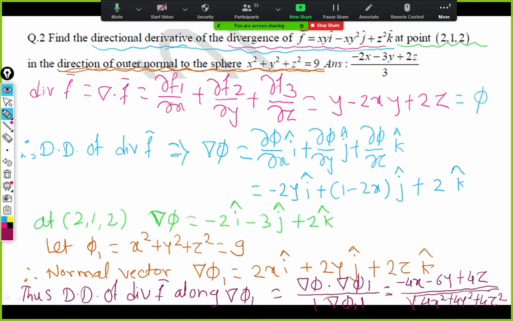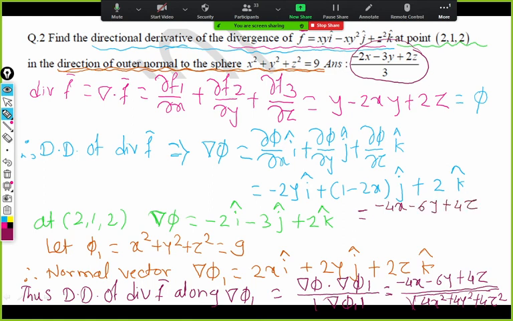Anyone? What should be done to get the required answer? Sir, taking 2 common. Yes, 2 is common, gets cancelled. Good. That is one thing. Next. It will become 9 there. Yes, correct. This becomes x square plus y square plus z square, which equals 9. This point is on phi 1, so on surface phi 1, x square plus y square plus z square is 9. So numerator remains like this only.